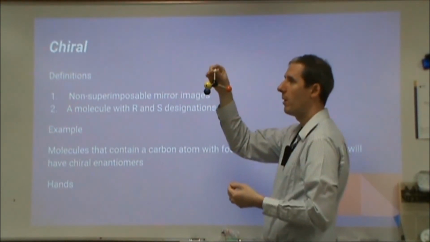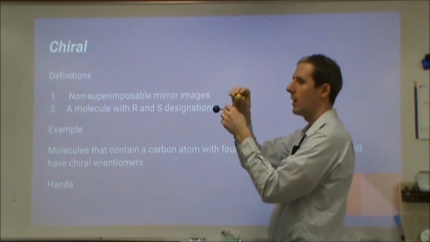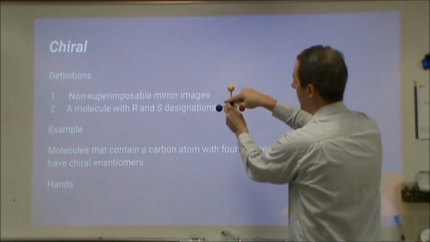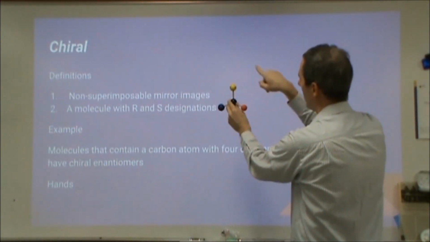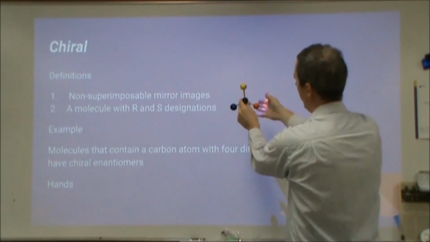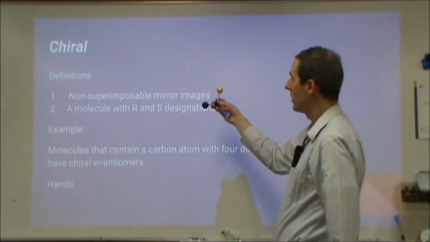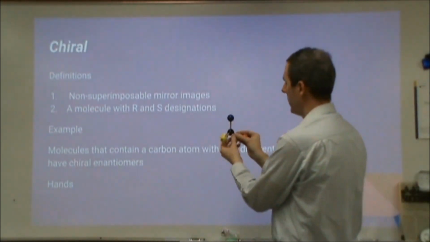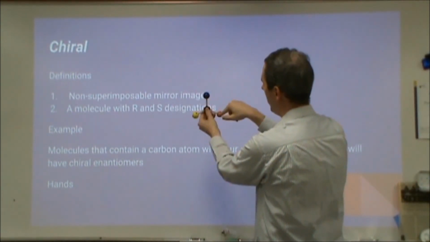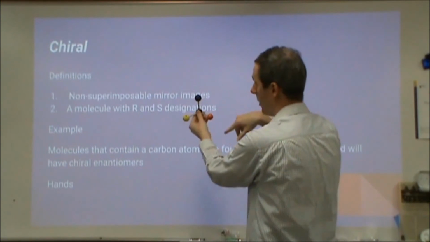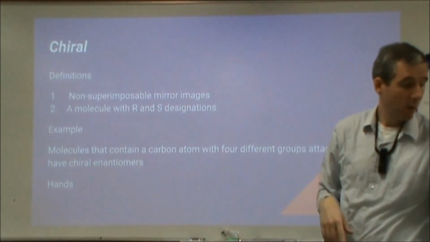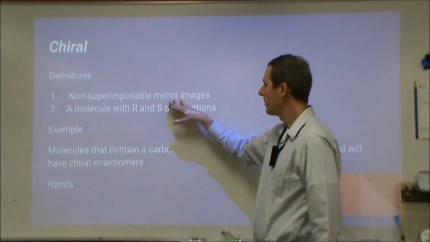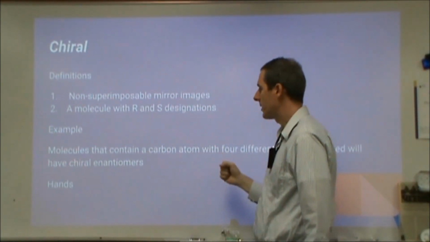But let's say that this is my 4th priority here. The blue is first, yellow is second, and orange is third. So to designate this, I would go from blue to yellow to orange. I'm going in a clockwise rotation when the fourth thing is pointed away from me. So this would be an R configuration. And then in this one, if I point the white one away from me and I go from blue to yellow to orange, I'm going in a counterclockwise rotation. So this would be the S form. So both of those things separately are chiral. They are non-superimposable mirror images, and they have the R and the S designations.